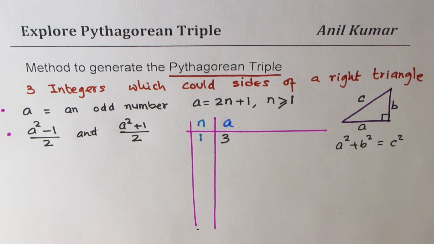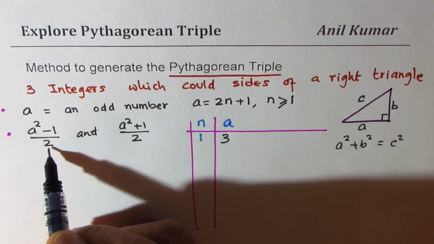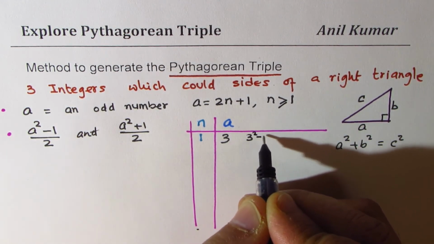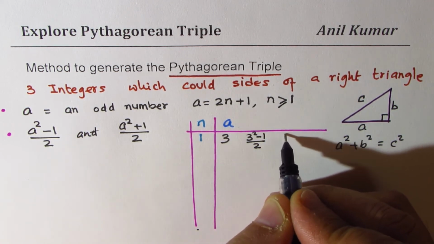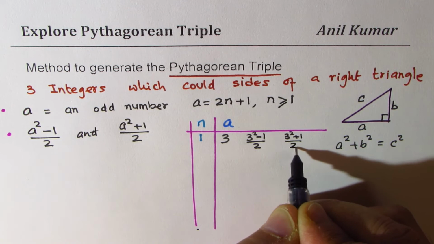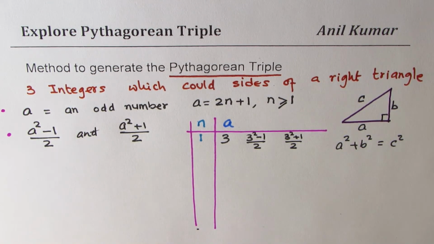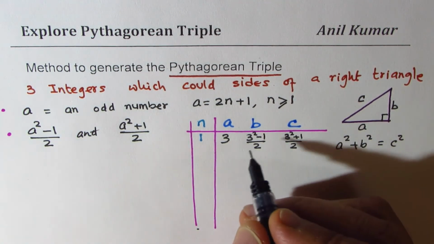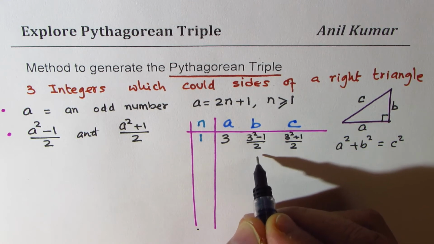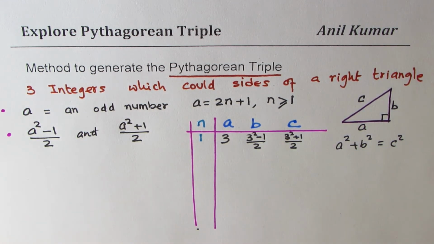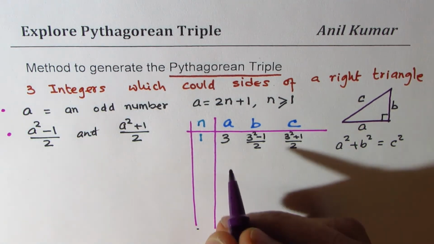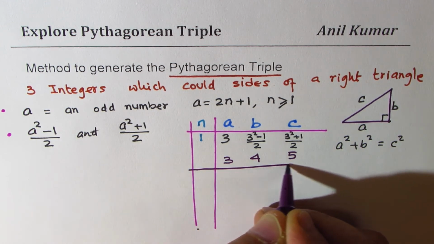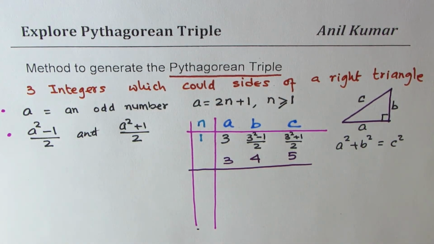So what is 3 squared? 9. 9 plus 1 by 2 gives me 5, right? So here we get 3 squared minus 1 by 2, and the other number is 3 squared plus 1 by 2. These are the other two numbers, B and C. If you calculate 9 minus 1 is 8, you get 4 here. So the set of numbers is 3, 4 and 5. Do you see how we got the first set of numbers? You could continue this.